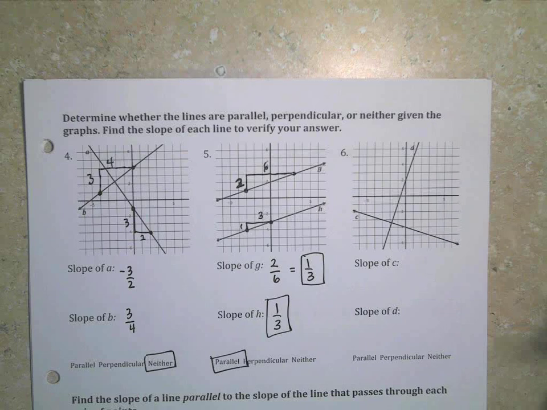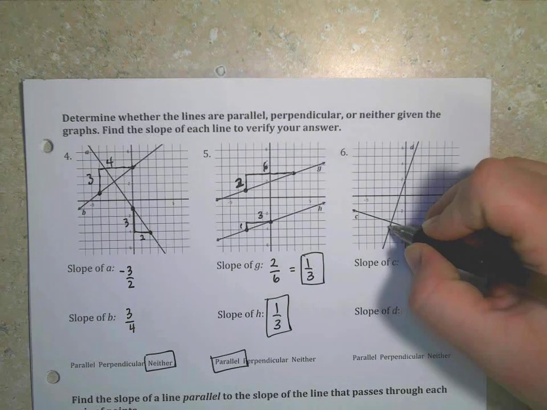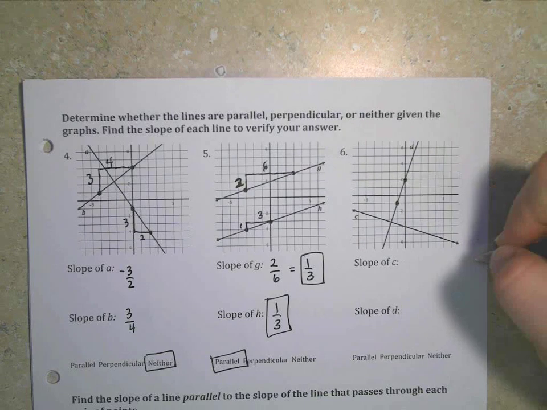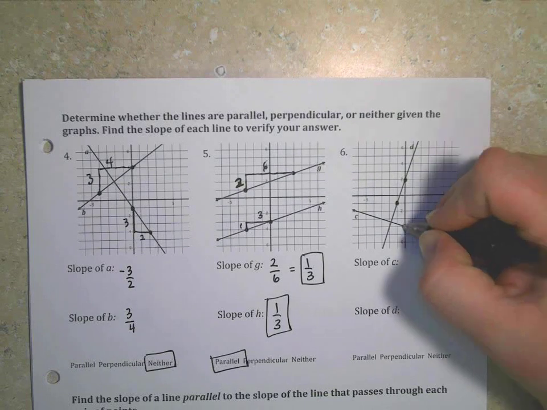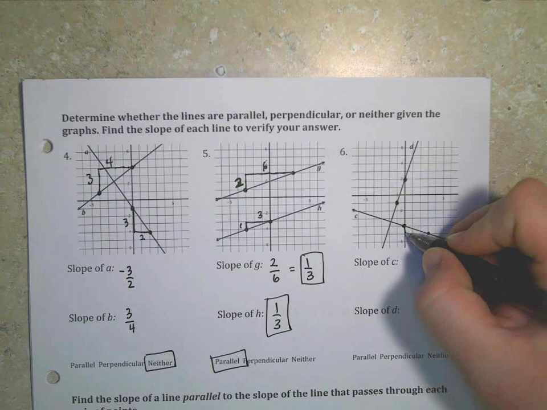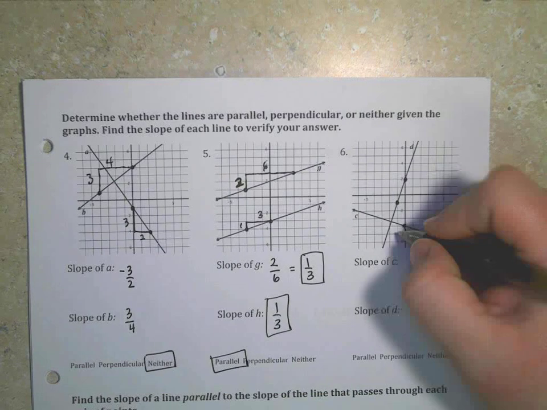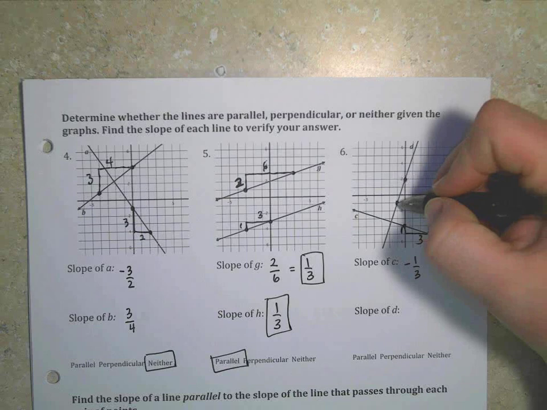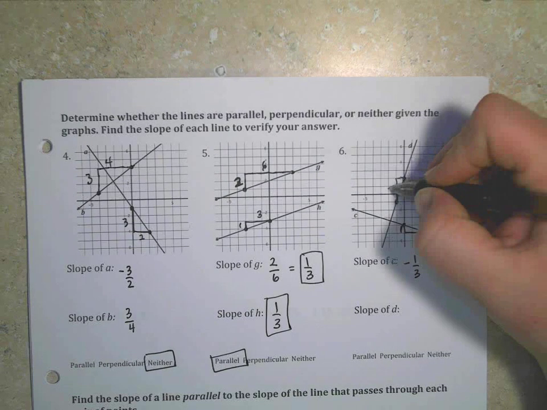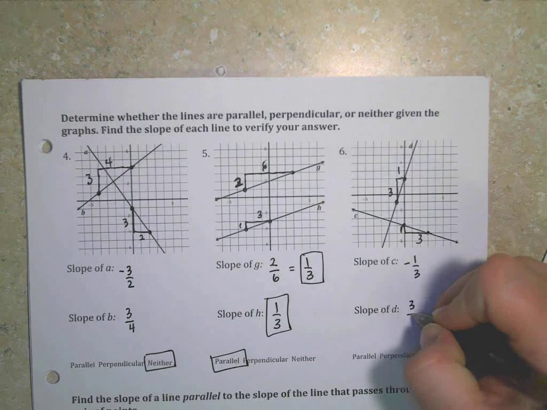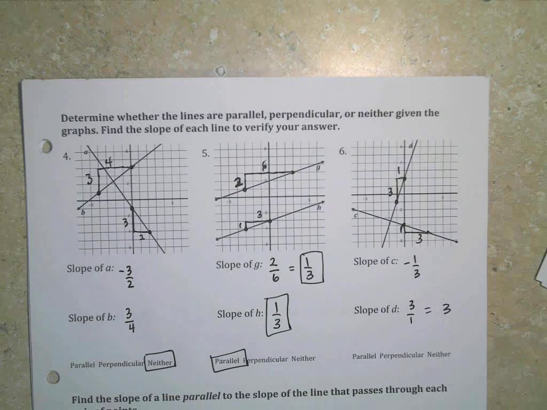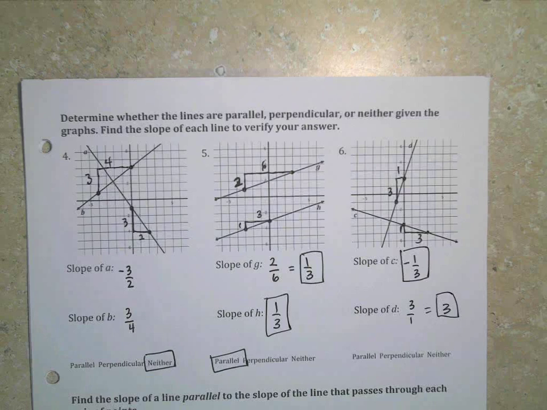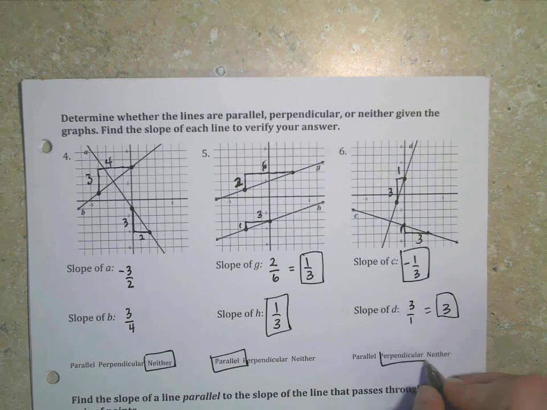And the slope of C. Oh, I did D. Let's do C first. Okay, so it looks like here we go down 1, right 3. So the slope is -1/3. And the slope of D is up 3, right 1. So that's 3 over 1, which is 3. So they are flipped fractions and opposite numbers. Therefore, those are perpendicular.